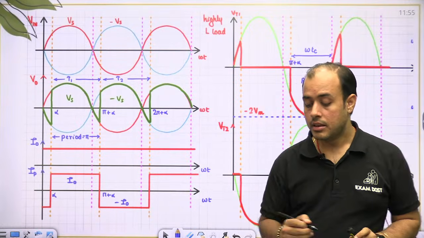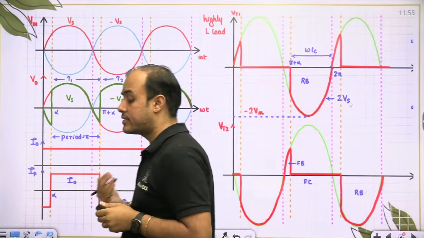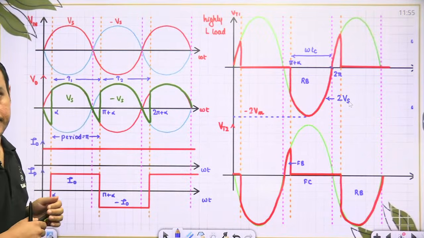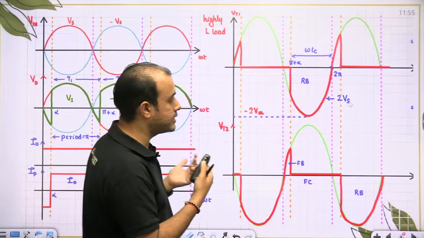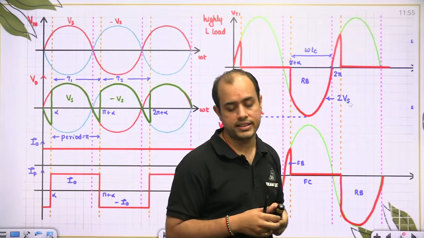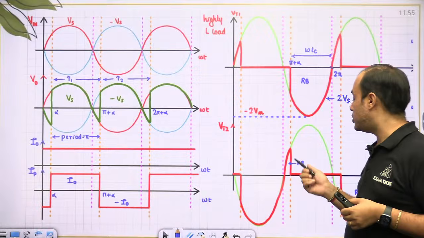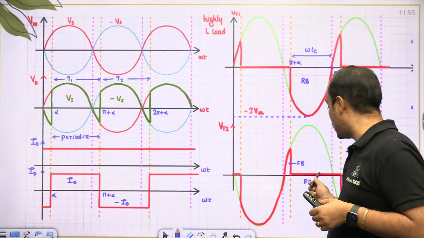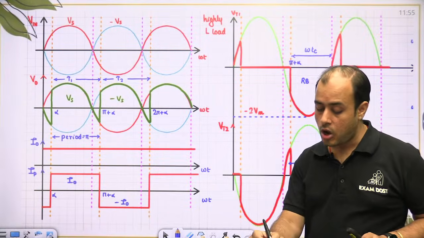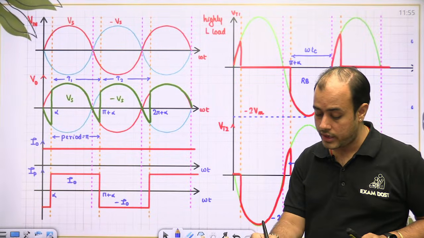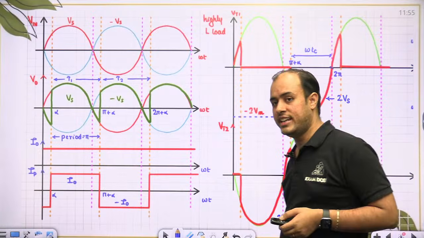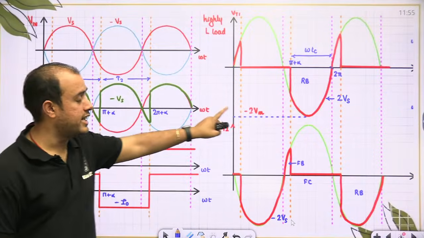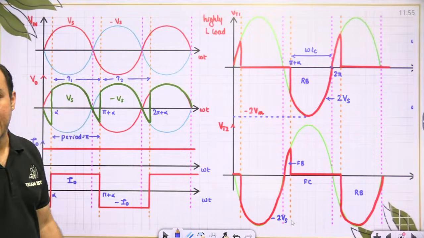Why, sir? Because the secondary has 2n turns, so the total secondary voltage is 2 Vs. Similarly, when T2 is on, the voltage is 0. But when it is off, the voltage is minus 2 Vs. So that is why the peak inverse voltage becomes 2 Vm.